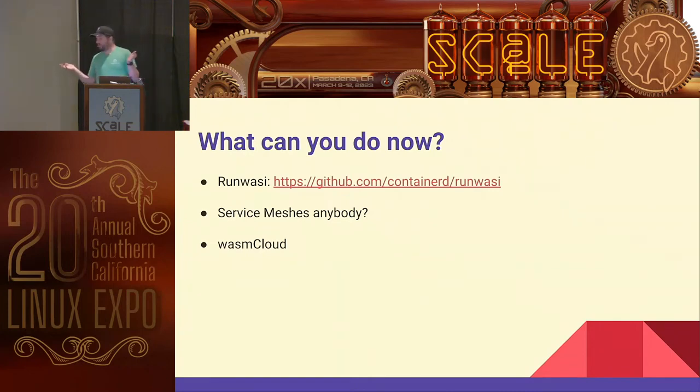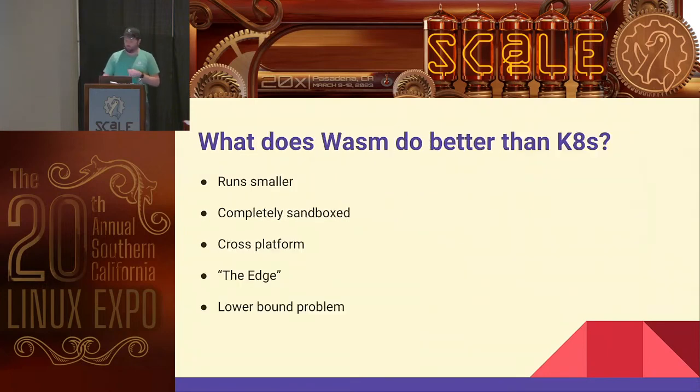Also, service meshes, anybody? If you didn't know, things like Envoy and other service meshes already have the ability to write plugins using WebAssembly. So it goes back to that plugin model I talked about, and you can write custom filtering and other plugin models using something that's compiled to WebAssembly. And then you can also use Wasm Cloud, which is what I will be showing in just a little bit.